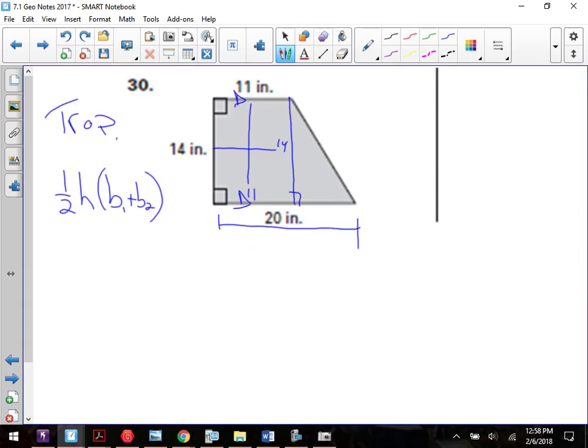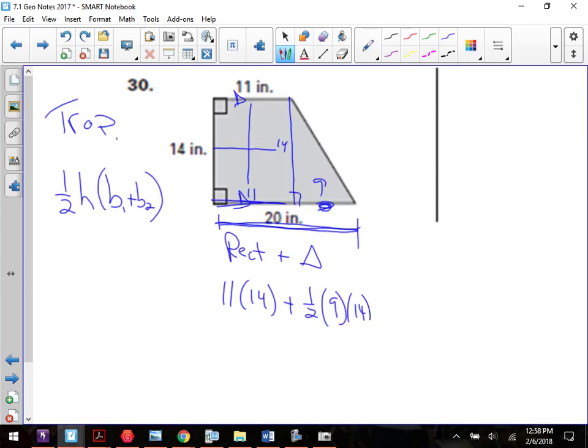I'm getting there. You have a rectangle and a triangle. Add the areas together. If the whole base is 20, this much is 11, how much is left for here? There you go. Base times height for a rectangle. Half the base times height for the triangle.